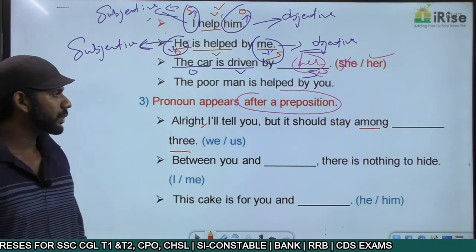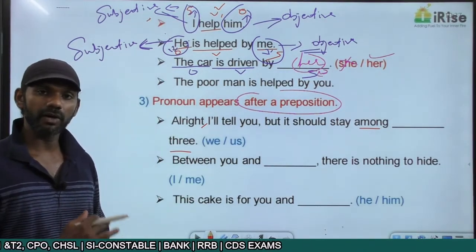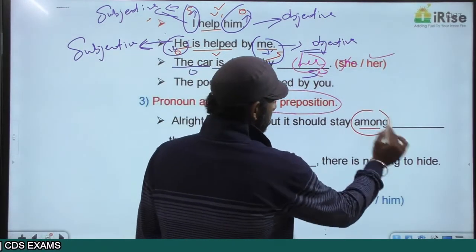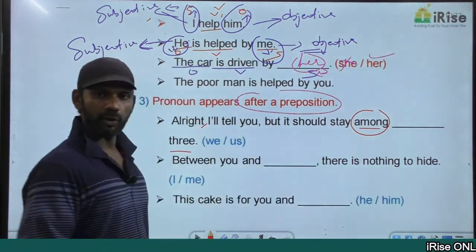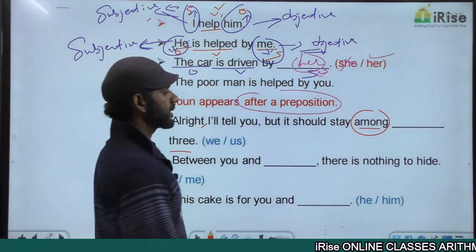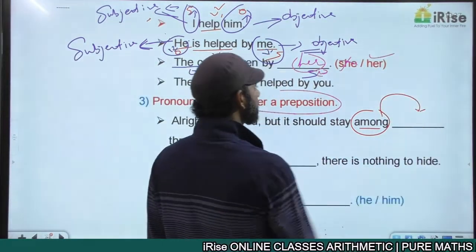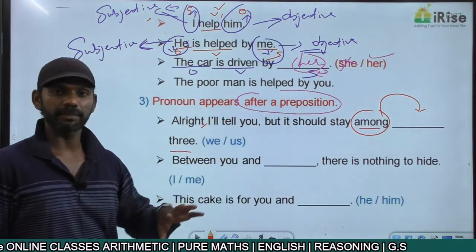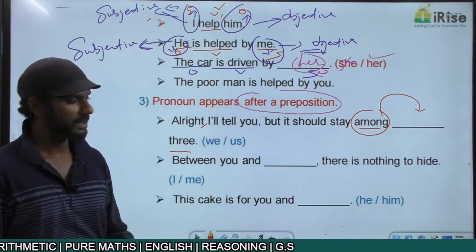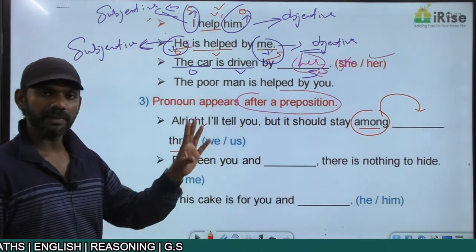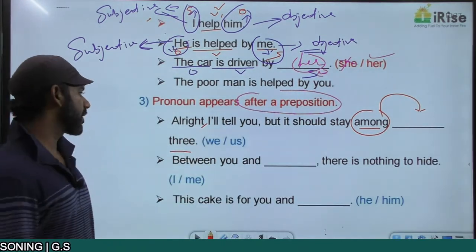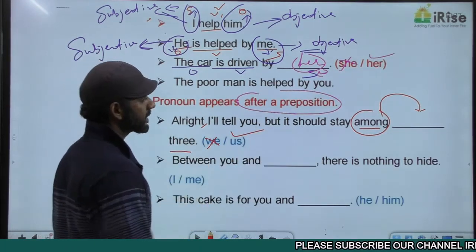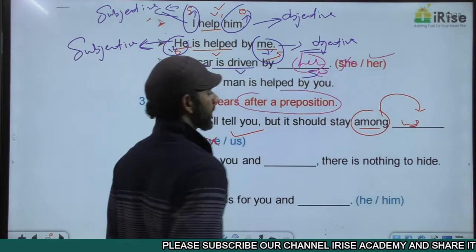Alright, I'll tell you, but it should stay among dash 3. Among is a preposition. This blank must be filled with a pronoun. And in this sentence, the pronoun is coming after the preposition. As I said, any pronoun that comes after a preposition must be in the objective form. Us is objective, we is subjective. Eliminated. It must be among us 3.